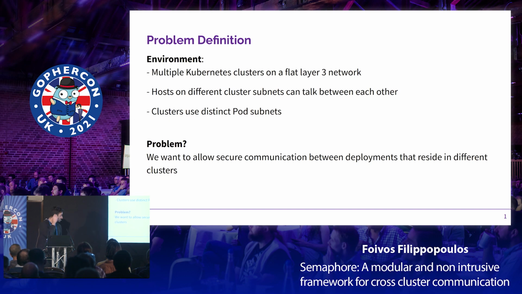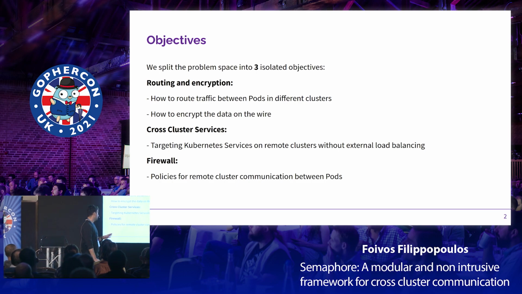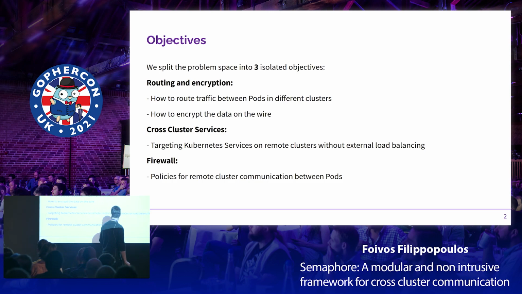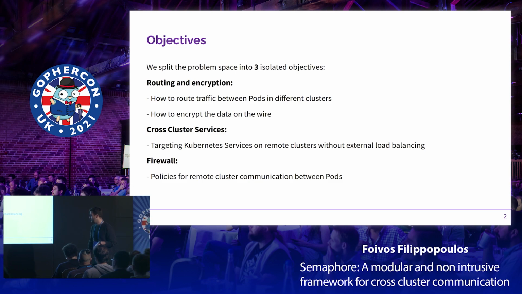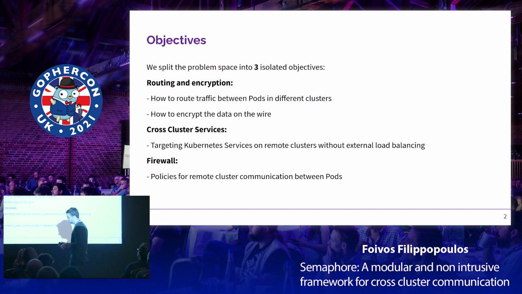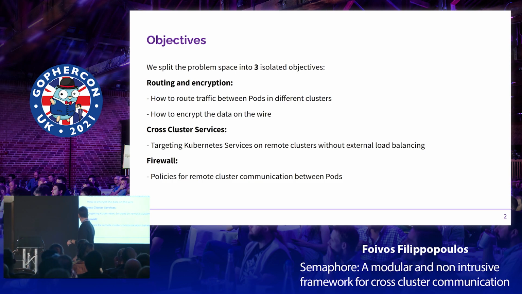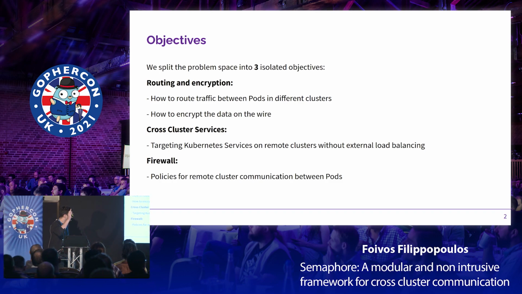Now, what's the problem? We want to be able to talk pod to pod everywhere. This is arguably too wide a problem, so we're going to split it into three sub-problems and tackle each of them independently. The first one is how can we route traffic? How can we know about remote pod subnetworks? For those of you familiar with Kubernetes, pods run on an overlay network on top of nodes, so we need to make routes on every host in order to be able to talk to pods remotely.